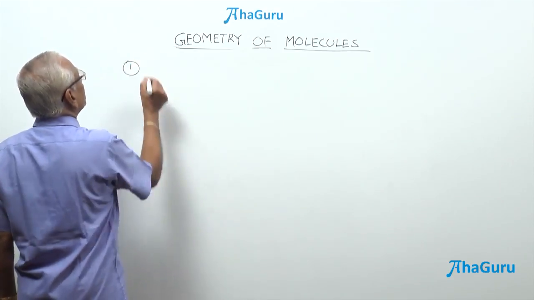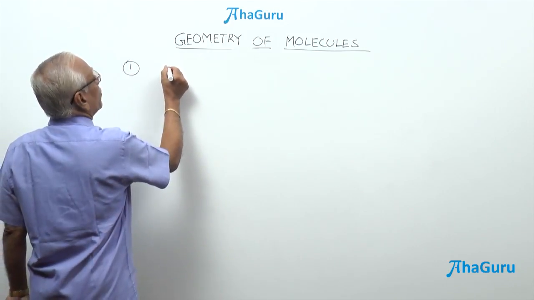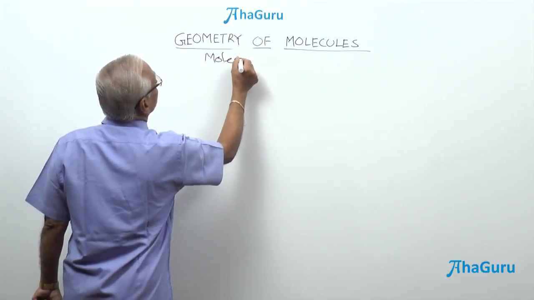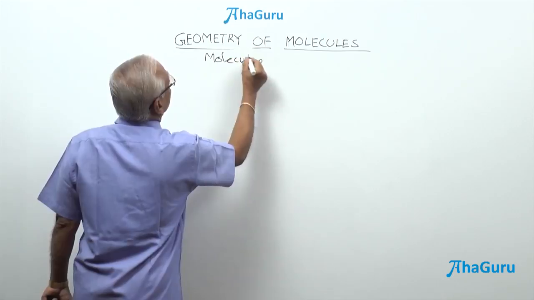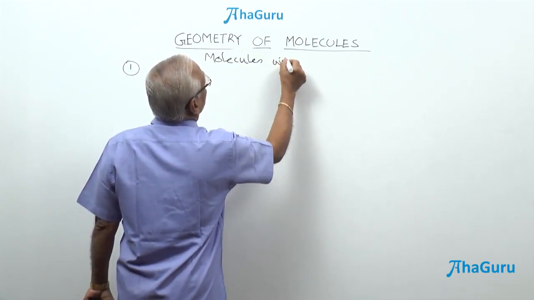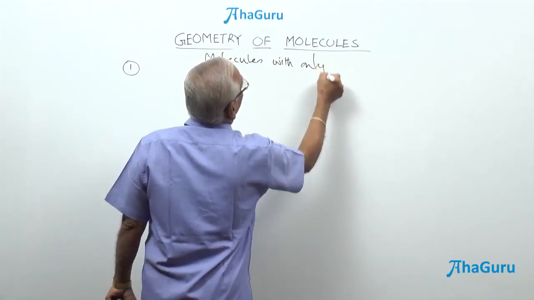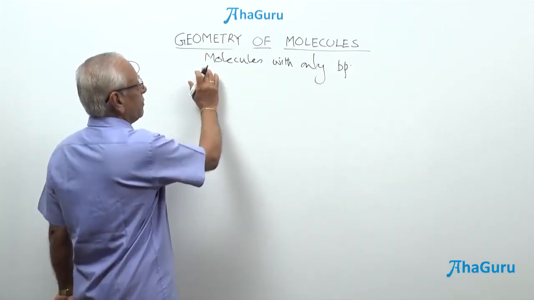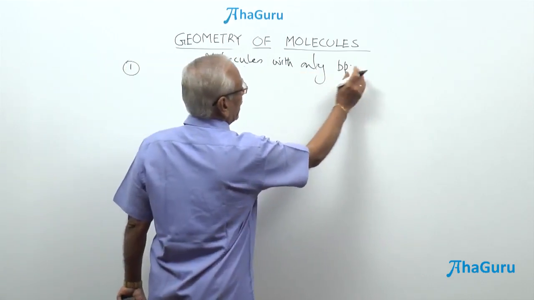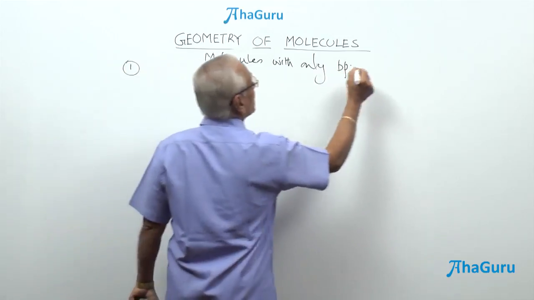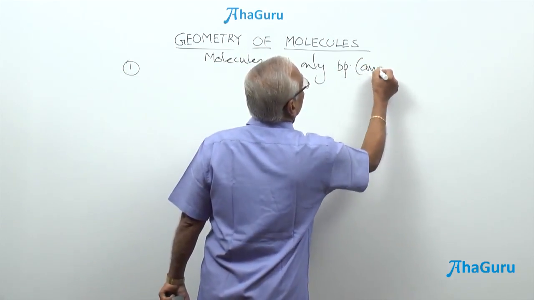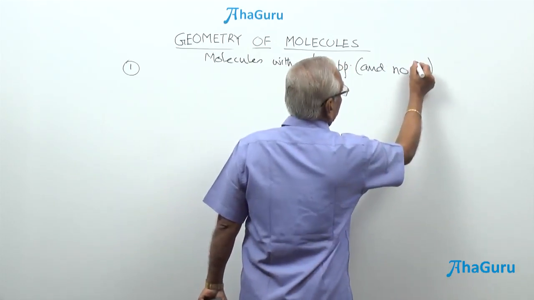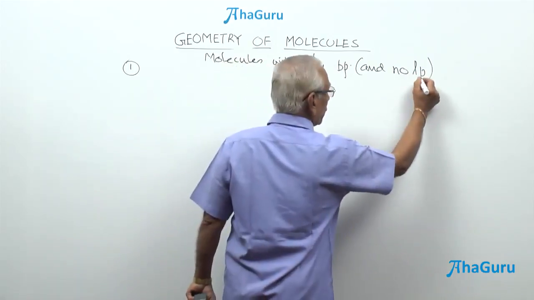Number 1, we are going to discuss molecules with only bond pairs. We are going to take up examples of molecules with only bond pairs and no lone pairs.